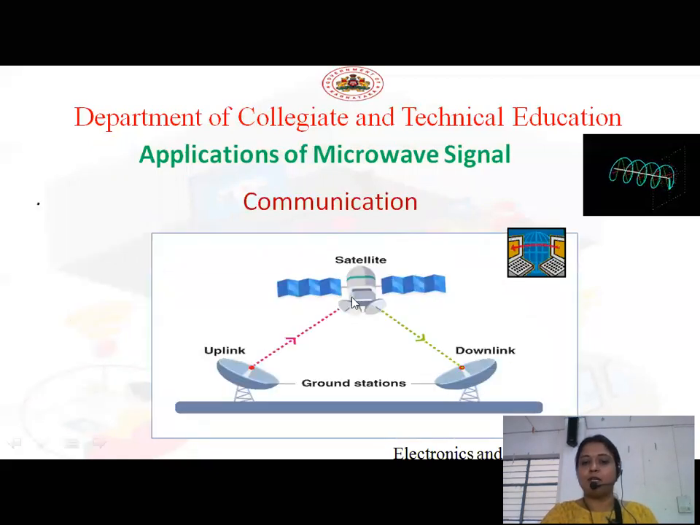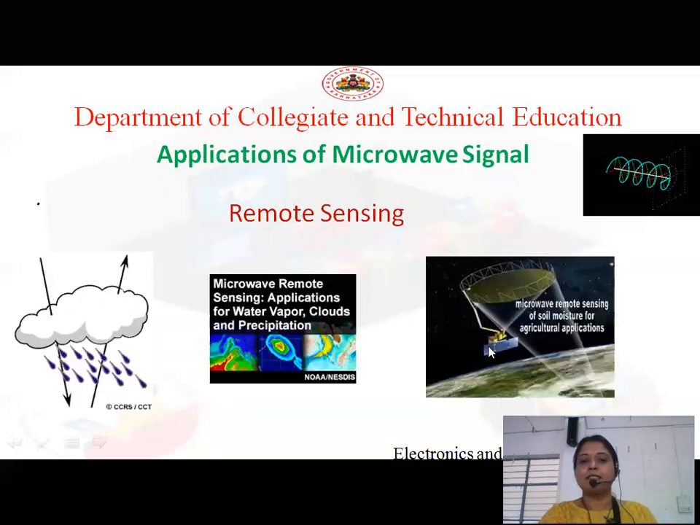Now, communication means what? Suppose we want to transmit one signal, even if it is out of range, the microwave signals are radiated towards the satellite, that is called the uplink frequency, and the satellite will re-radiate the signal towards the receiving antenna, that is called the downlink. The microwave signals are used for this communication purpose. Next, remote sensing means weather forecasting, whether heavy rainfall or some other weather, and soil moisture, to measure the moisture of the soil and so on. These microwave signals are used in radar applications also.